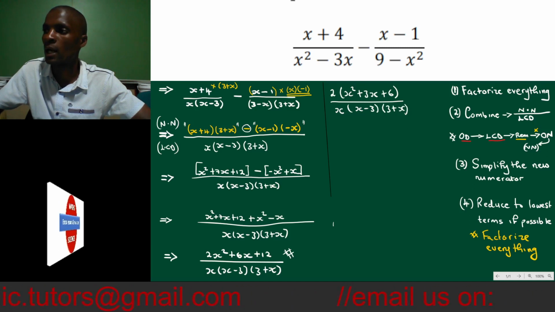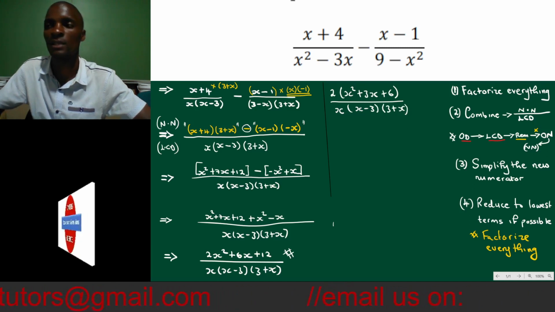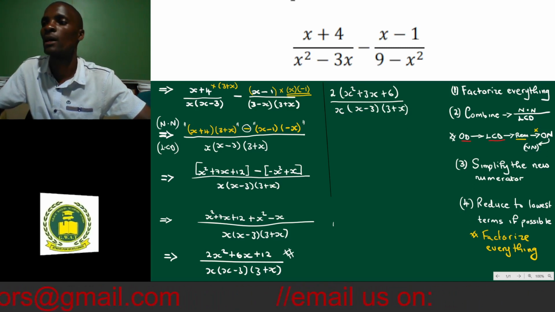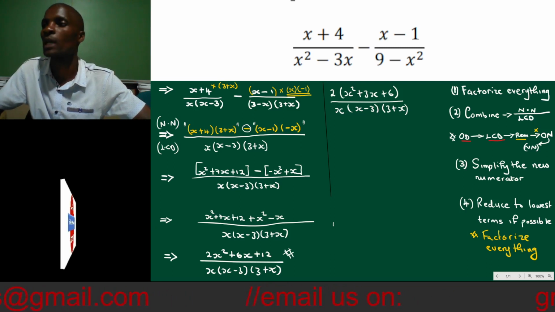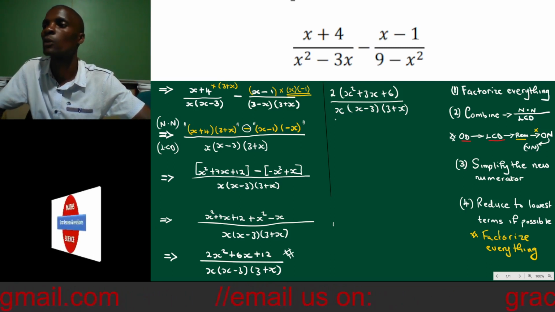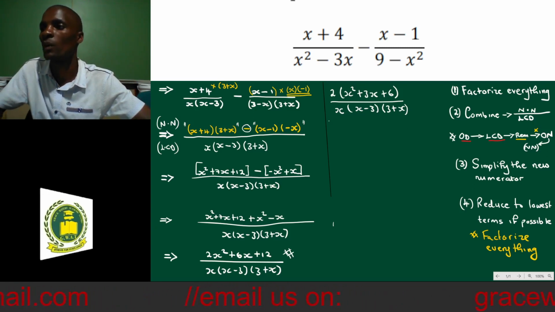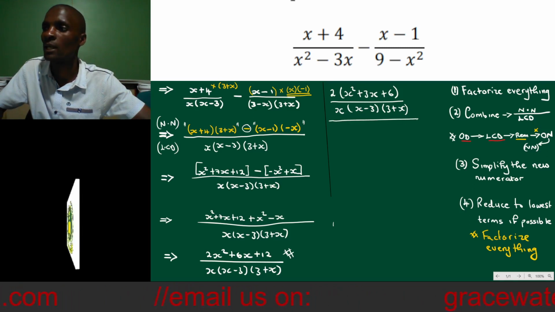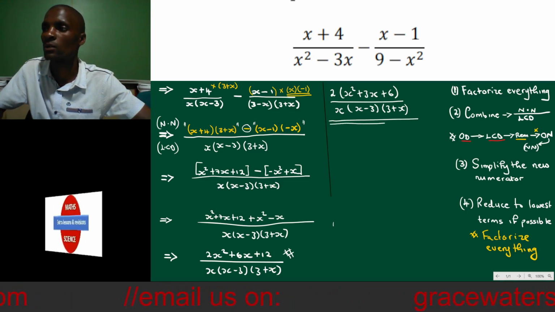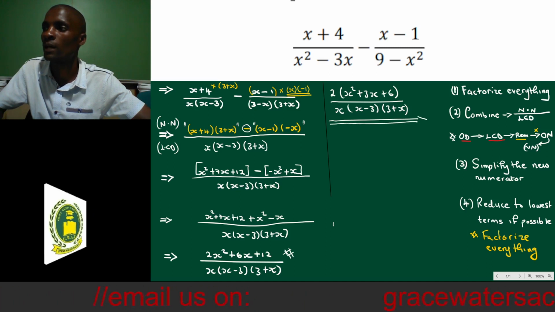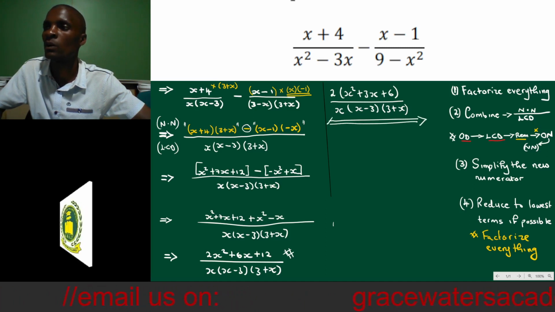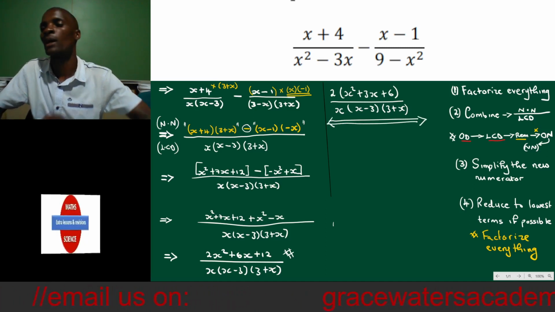Now we cannot simplify this any further because the top and the bottom can no longer be factorized. So when you come to this point, you understand that you have done the question thoroughly. So I hope, guys, you have understood it and how we do it.